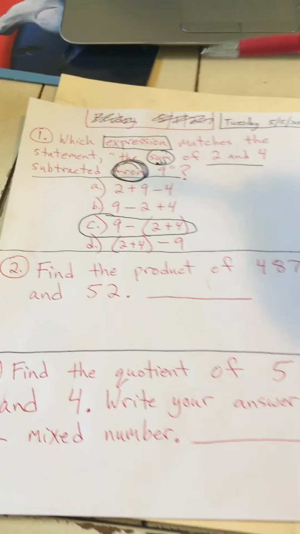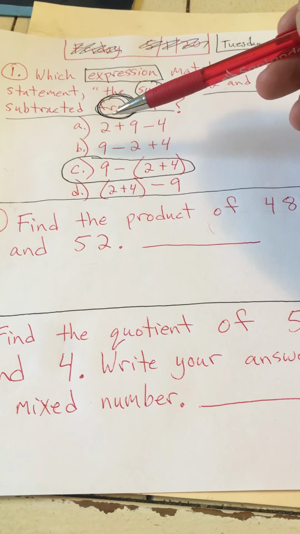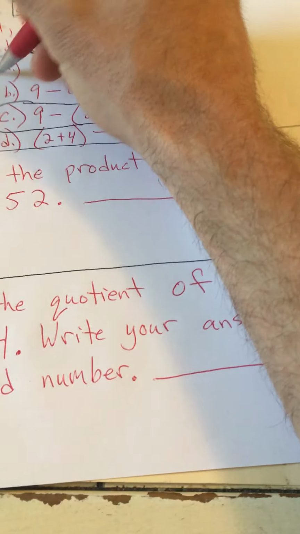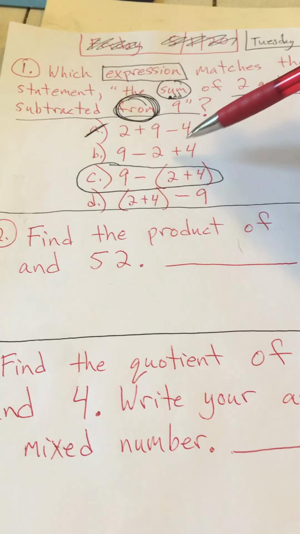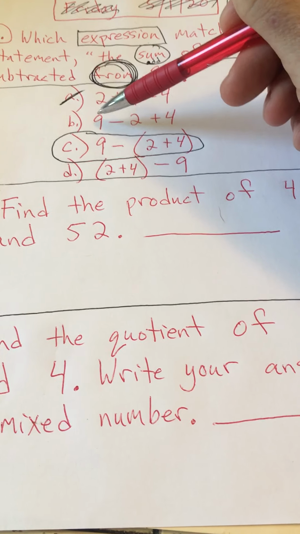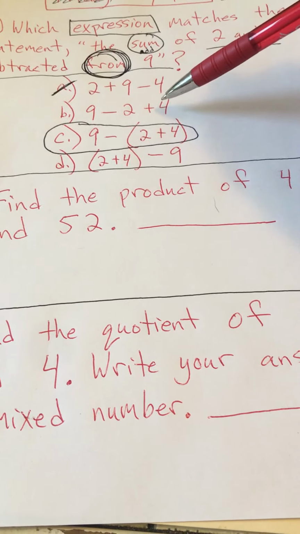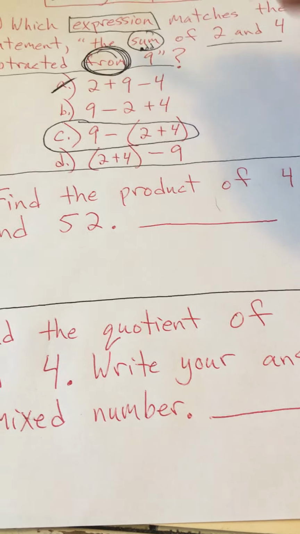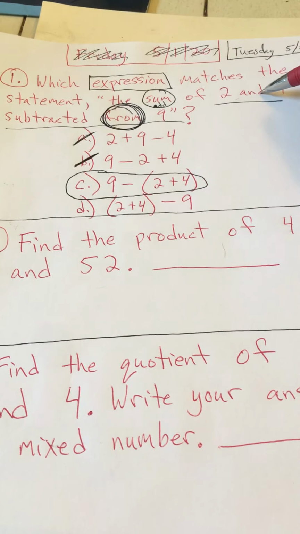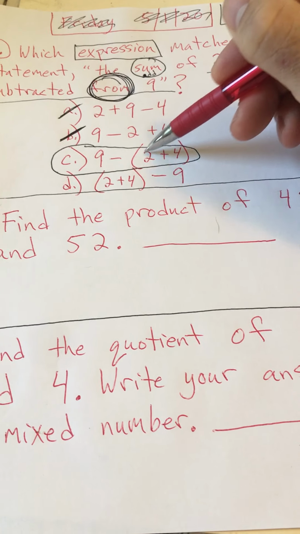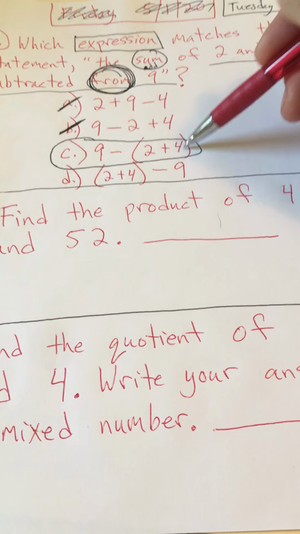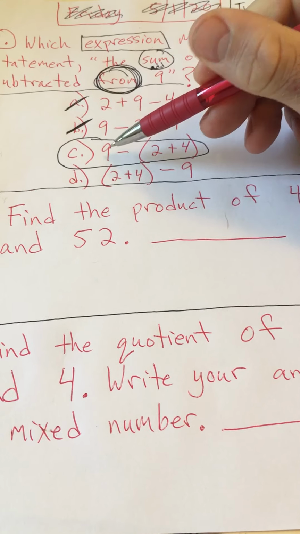Now, the other problems are just a little bit off. The sum of 2 and 4, you're not adding 2 and 9, so this one's not right. The sum of 2 and 4 subtracted from 9, but if you did it this way without any parentheses, then you would do 9 minus 2 first, and then you would do 7 plus 4. So that is the wrong order. Since we've got to do the sum of 2 and 4 and subtract that from 9, we first have to do the sum of 2 and 4, which needs to be in parentheses, because the parentheses tells us we're doing that first. Then you're going to subtract that from 9.